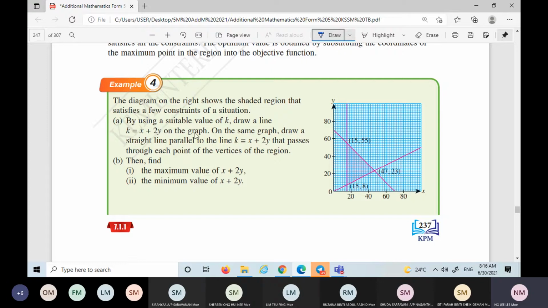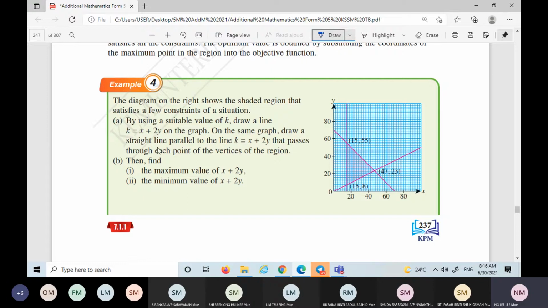But in the real exam all these are not given. You have to do it by yourself. Write out the inequality, check the region, find out the intersecting points, and then find out what is the objective function. All you have to do by yourself. By using a suitable value of k, draw a line k equals x plus 2y on the graph. So this is the objective function.